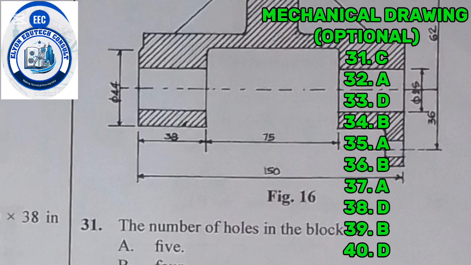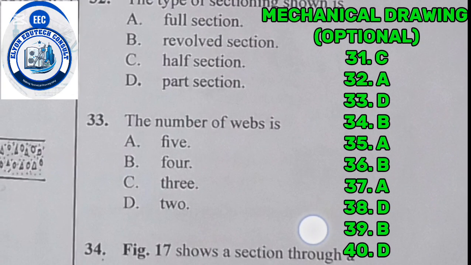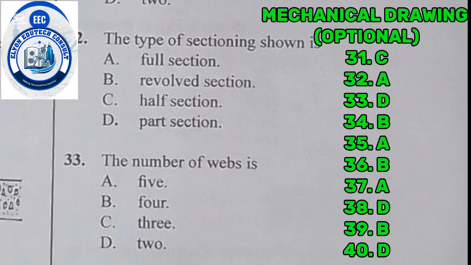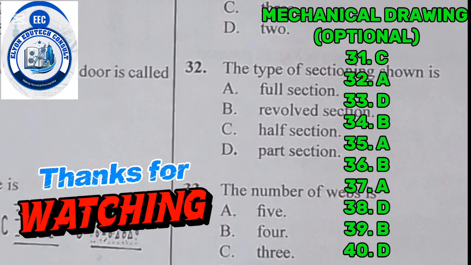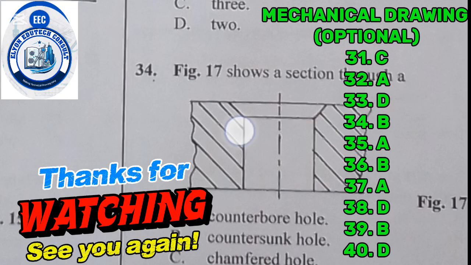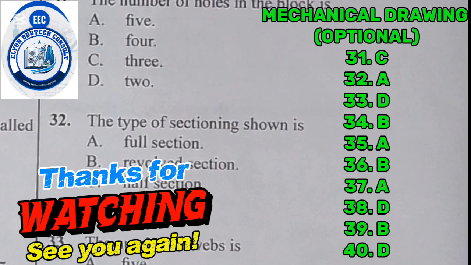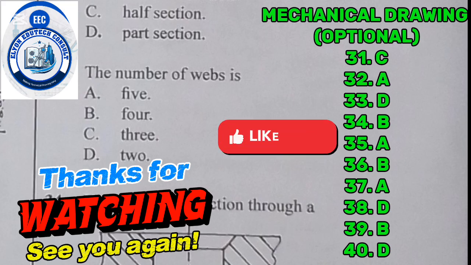This is a web, not a hole. So that is the correct answer there. So 32. The type of section shown there is full section. It's going to be A. The answers have to be the same as the building drawing. So just take a look at it and place the answer side by side with it, and you will get the same thing.